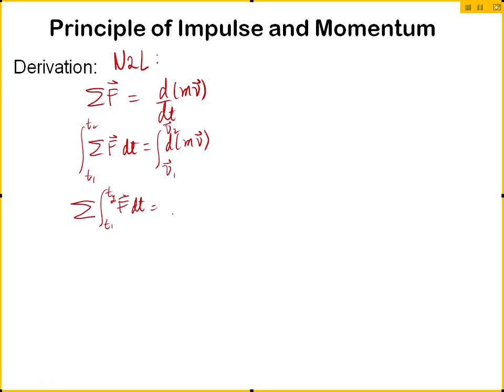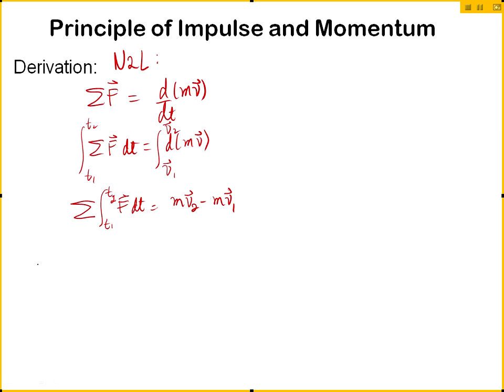Of course, physically now, this is slightly different from what we have. The right side, what's going to happen? Integral of dV times m would be what? mv evaluated at the final minus mv evaluated at the initial. This is what we call the impulse momentum principle, right?